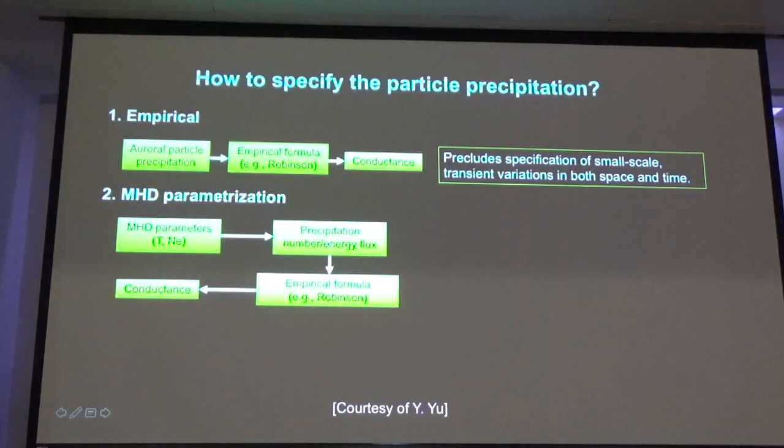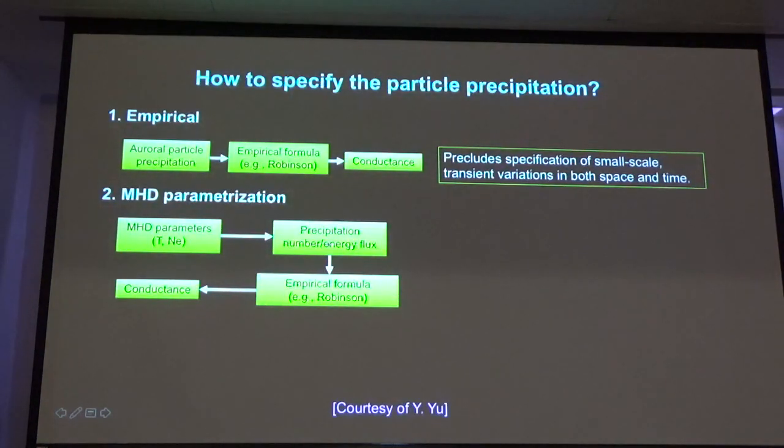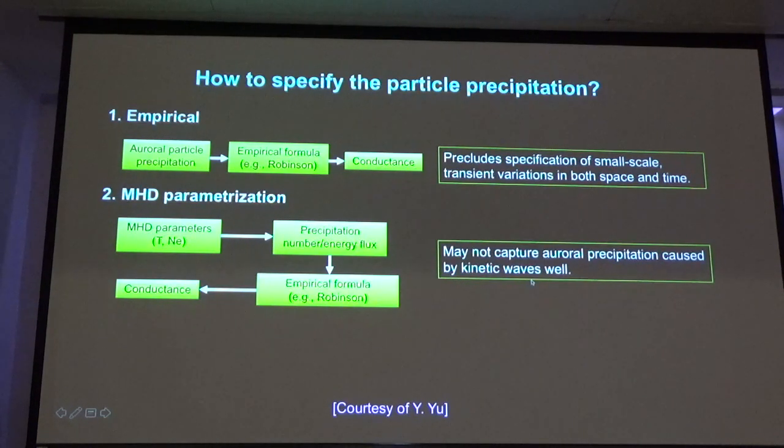And the second methodology is from the MHD parameterization. In this approach, MHD models extract the precipitation number flux and energy flux from the MHD parameters like temperature and the electron density, which are used as input into the empirical formula to calculate the conductance. However, this kind of approach may not capture the particle precipitation driven by the kinetic waves very well.